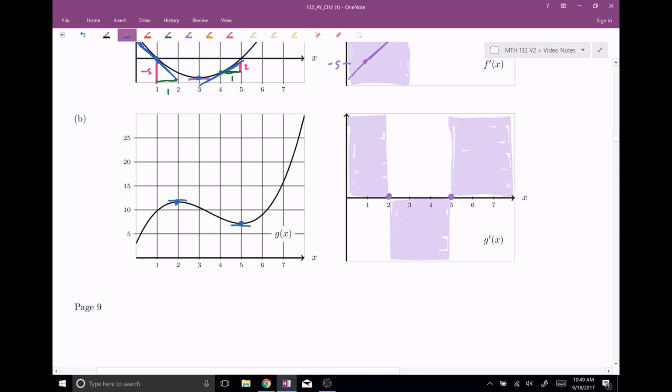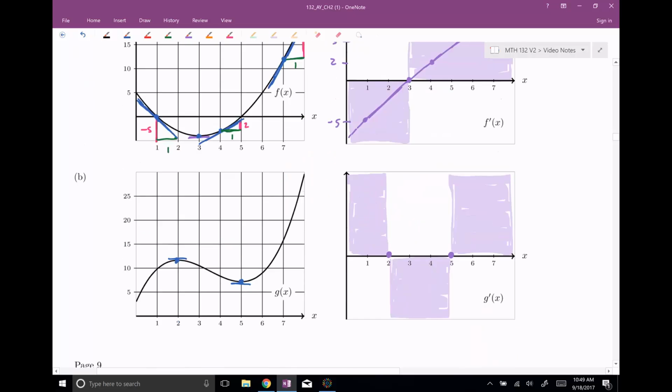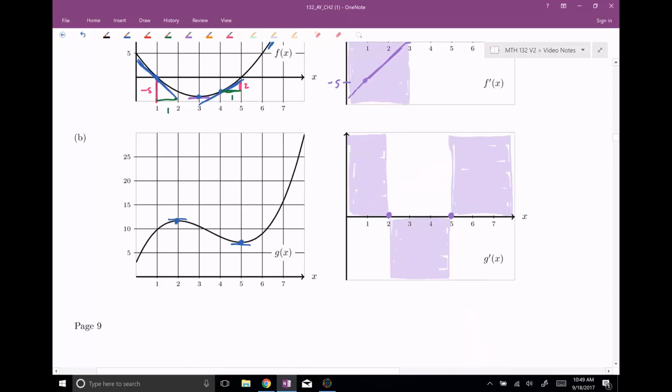Now let's go ahead and do some approximations, some estimates for select points, right? So estimate the instantaneous rate of change at select points in each interval. So we're on the final step here. So maybe if I take this point here at 1, this seems pretty natural. And again, we're trying to figure out what is the slope of the tangent line, aka what is the derivative here. So, okay, let me draw out my tangent line here.